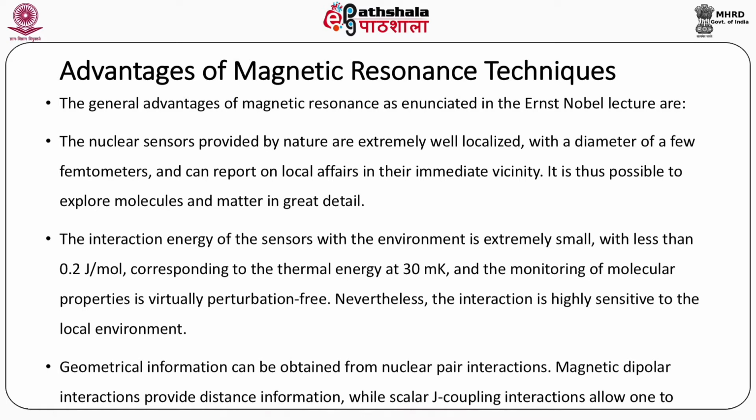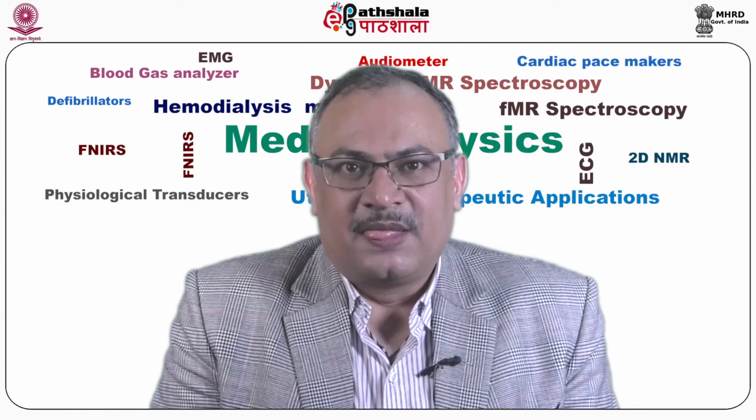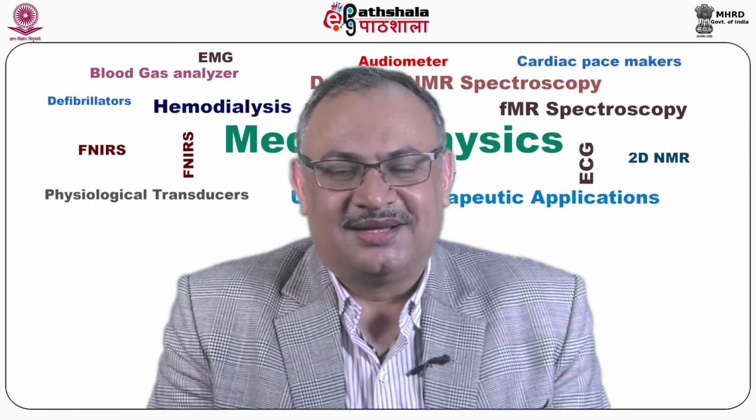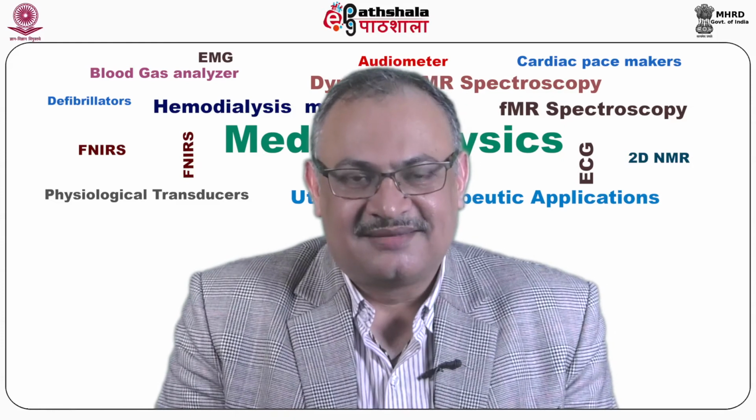Geometrical information can be obtained from nuclear pair interactions. Magnetic dipolar interactions provide distance information, while scalar J coupling interactions, about which we will learn further, allow one to determine dihedral bond angle. History of NMR. We'll learn about it in the next few slides.